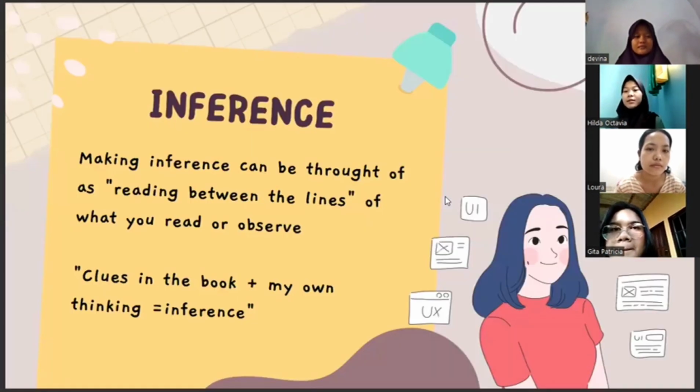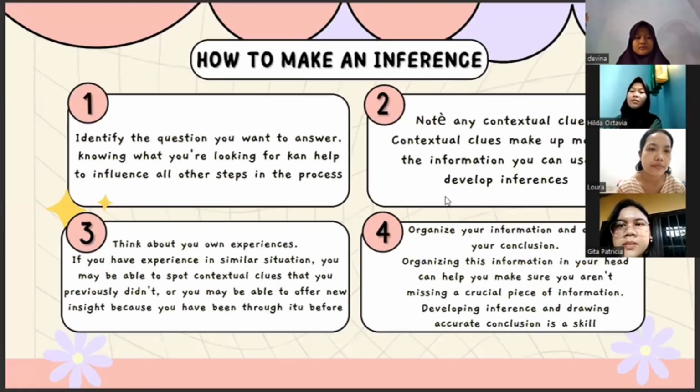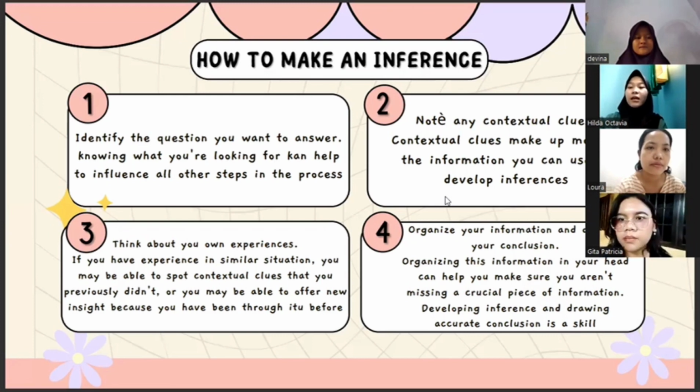Okay, next. Making inference can be thought of as reading between the lines of what you read or observe. So you use the clues in the books, and you can add your own things. That is making inference. Next, the material will be presented by Gita.